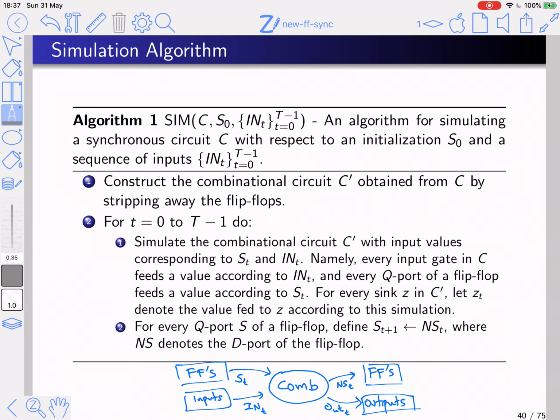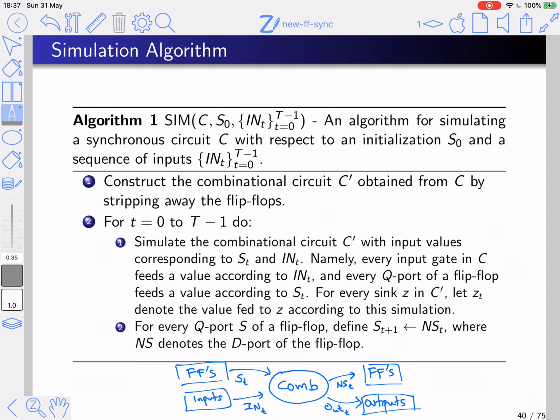Okay, now notice that these flip-flops here and here need not be distinct. I'm just perhaps copying them twice to emphasize that here I'm looking at the Q output of the flip-flops, and here I'm looking at the D inputs of the flip-flops.